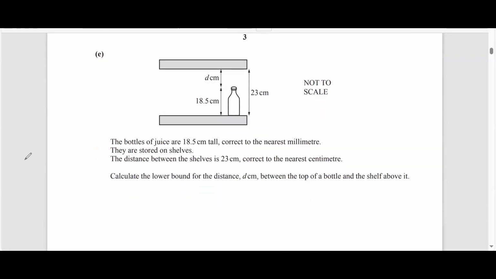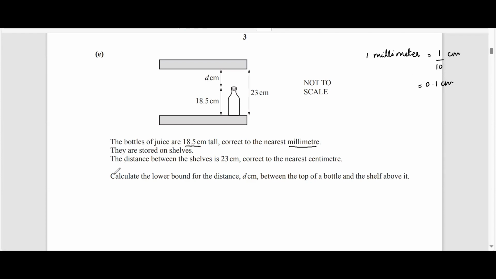Now here, E, the bottles of juice are 18.5 centimeter tall. You can see 18.5 centimeter tall, correct to the nearest millimeter. So here the value is given in centimeter and it's given correct to the nearest millimeter. So change this millimeter to centimeter. 1 millimeter is 1 by 10th of a centimeter, or we can just say 0.1 centimeter.